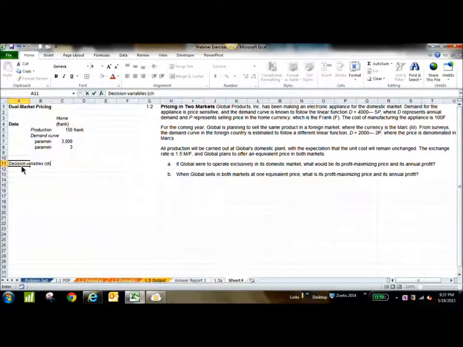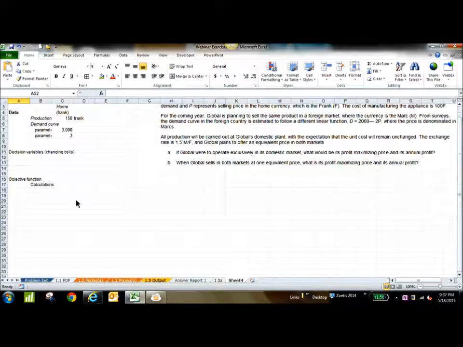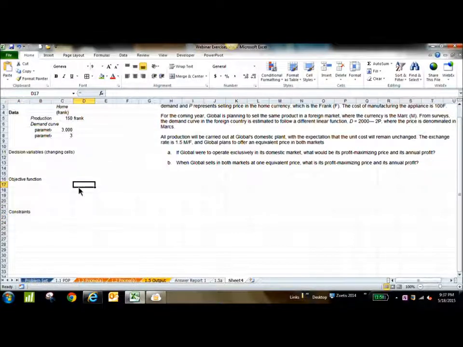We'll do the objective function. It might include some calculations here, and then finally whatever it is that I'm trying to optimize, whether it's profit or cost. Then finally the constraints. So I'm going to just take this one off. All right, so I have my 3 sections here. Then I can read through the exercise and see how I can fit everything together.